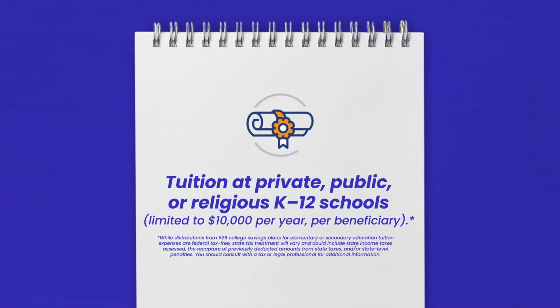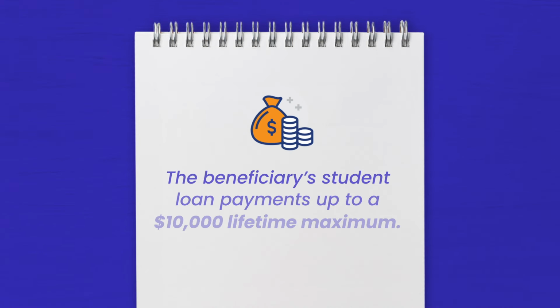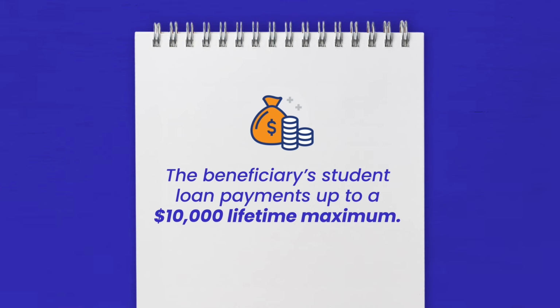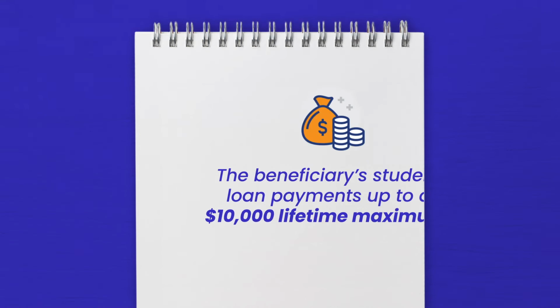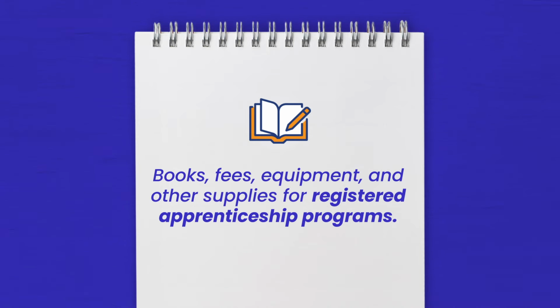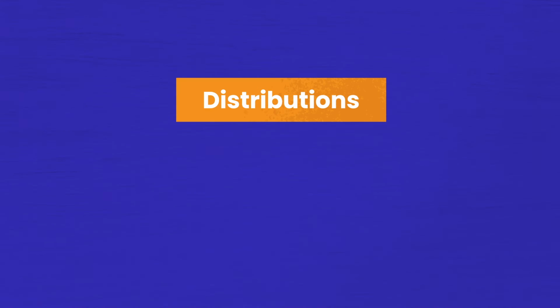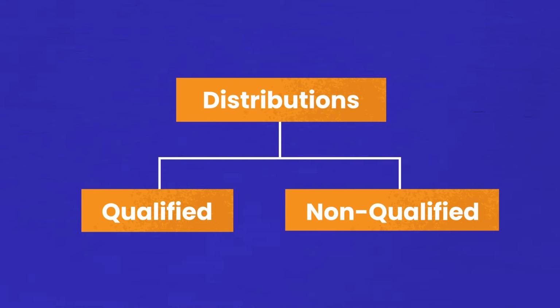You can also use it for tuition at private, public, or religious K-12 schools limited to $10,000 per year per beneficiary. The beneficiary's student loan payments up to a $10,000 lifetime maximum, and books, fees, equipment, and other supplies for registered apprenticeship programs. Distributions from your account are either qualified or non-qualified as determined by the IRS.